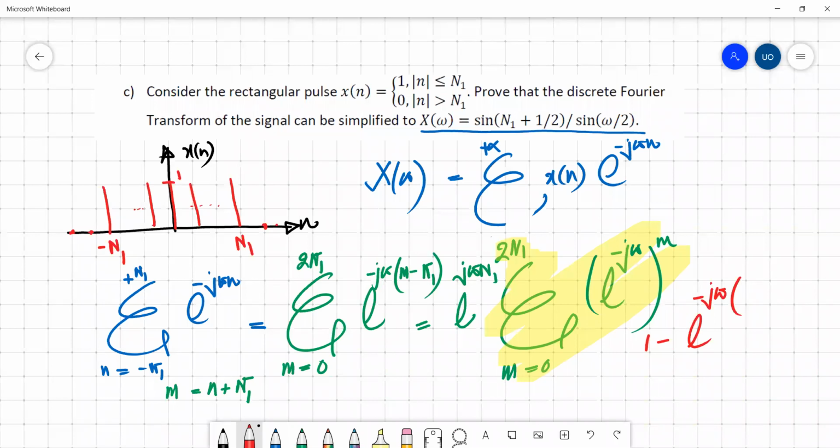What is the number of terms? Here we have 2N1 plus 1 terms, because this starts from 0. So we have 2N1 plus 1 terms, divided by 1 minus e to the power minus j omega. Then your final answer would be e to the power j omega N1 times this.